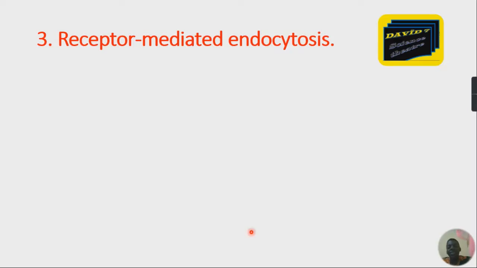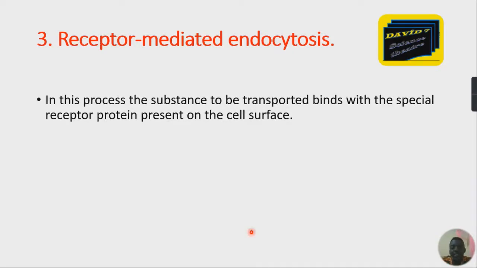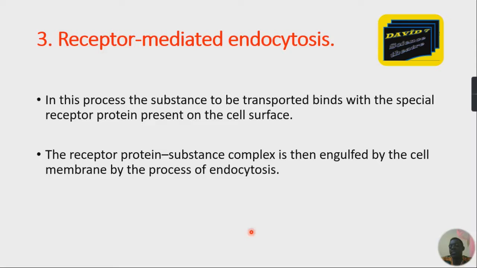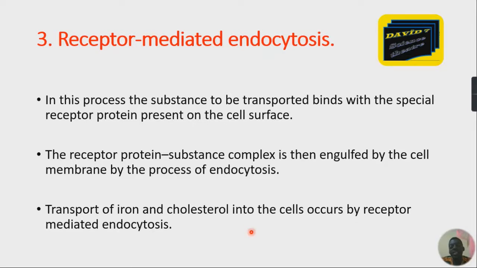Let's talk about receptor-mediated endocytosis. In this process, the substance to be transported will bind with a special receptor protein on the surface of the cell membrane, okay, on the cell surface. And the receptor protein-substance complex will be engulfed by the cell membrane by a process of endocytosis. Here, transport of iron and cholesterol into the cells occurs by this mechanism. So this is a good example you can give, that iron and cholesterol are endocytosed by binding on receptors on the cell surface. Okay, that's how it happens.